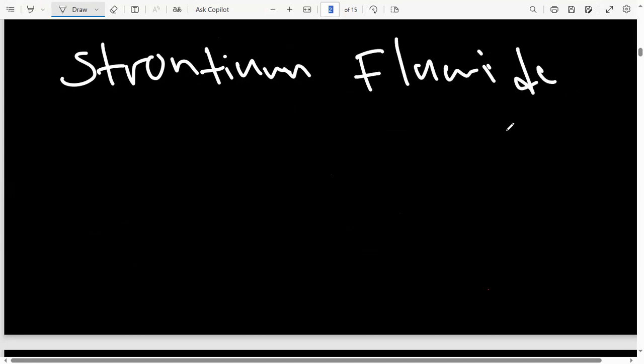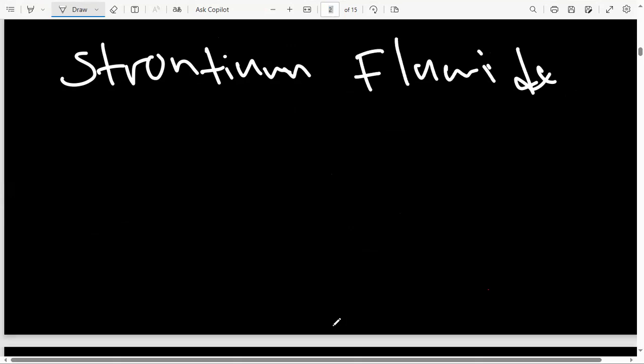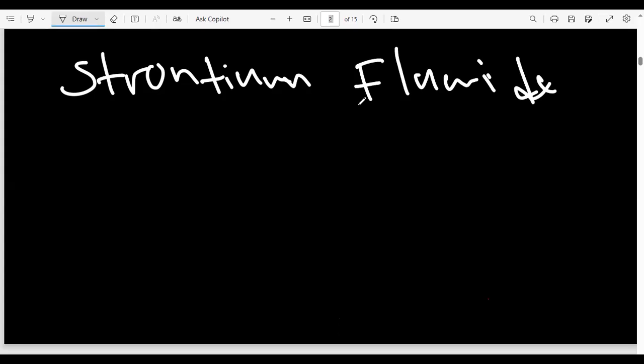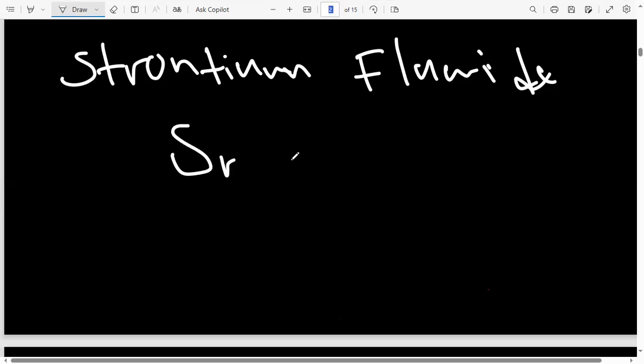Okay, so we have this compound here, and they want us to write its chemical formula. You first identify the elements that you have. This one here is strontium, and it has the symbol Sr. And then this one here is fluoride, so the symbol is just F.